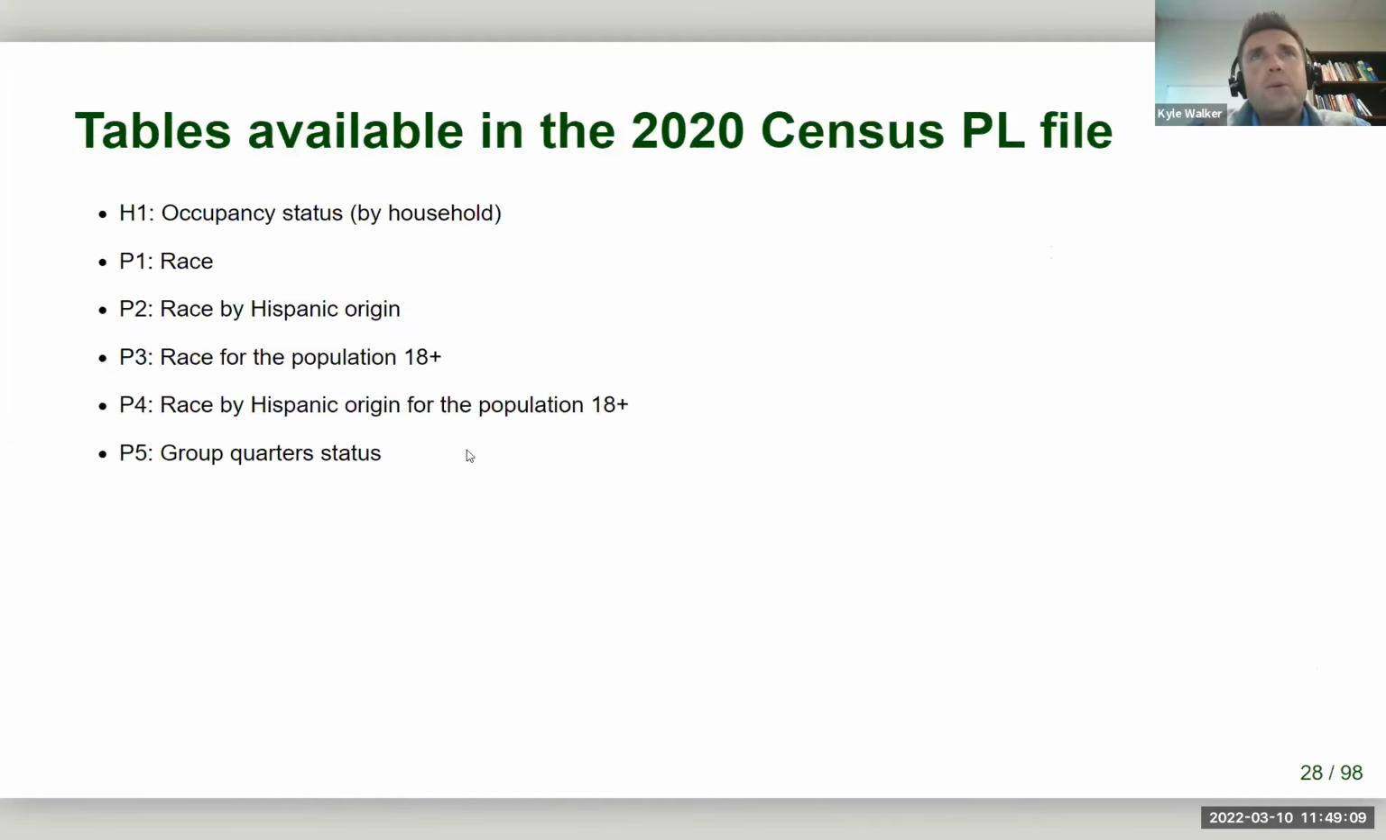The tables that are available in the 2020 Census PL file, so what you can supply to that table argument if you want to grab all of those variables for each table. So we have six. H1 is going to be occupancy status by household. P1 is going to be race. P2 is going to be race by Hispanic origin. P3 is then race for the population 18 and up. P4 is race by Hispanic origin for the population 18 and up. And then P5 is going to be group quarters status. So that's the data that we have available, and you can pull that down.